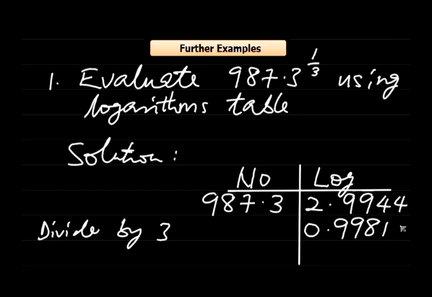Into 10 is 3. By the time you know we're looking for 4 figures, so we have 1, 2, 3, 4. The fifth one, if we approximate, it's not up to 5. So we just leave it like that. So we're left with 0.9981. We'll check the antilog of this.